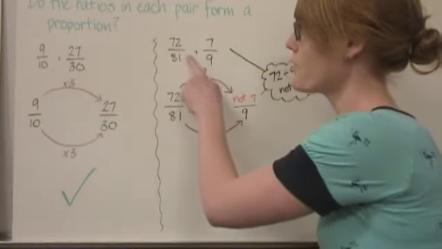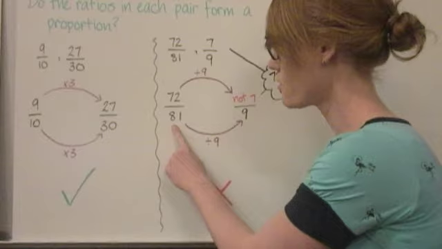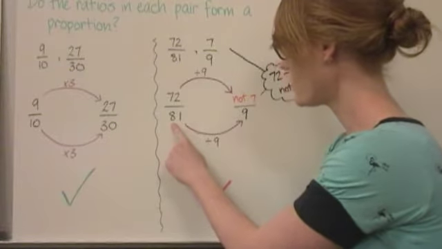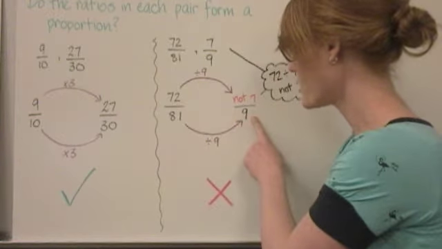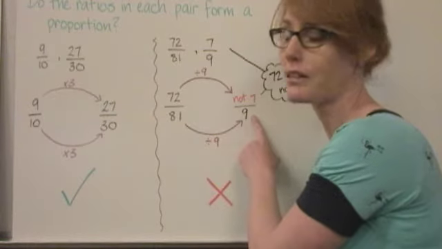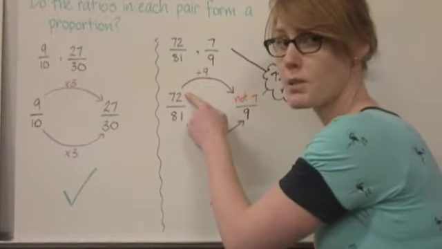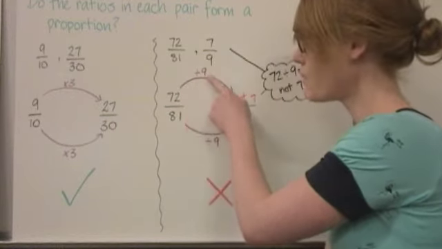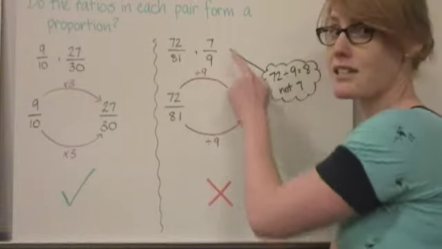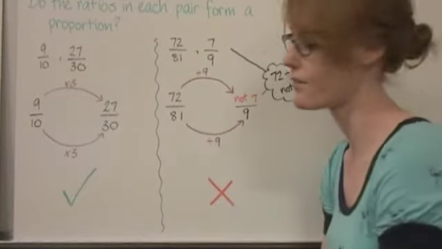Over here we have 72 to 81 and 7 to 9. Now here's our first ratio. In order to find the second term in the second ratio, I've divided 81 by 9, and that's given me 9. But if I do the same thing to the top term, 72, and divide it by 9, it doesn't give me 7, because we know that 72 divided by 9 equals 8, not 7.